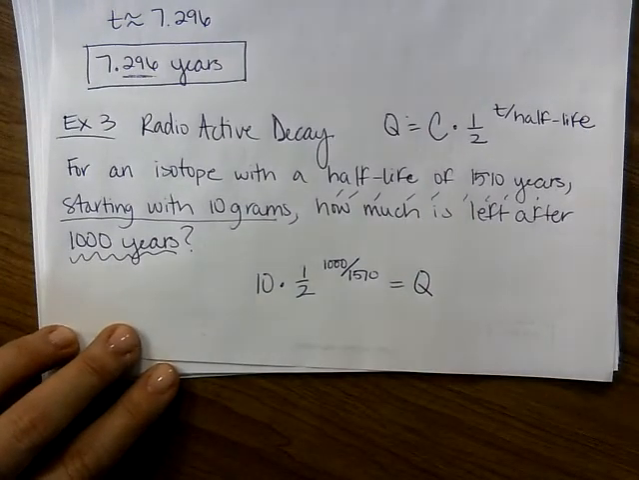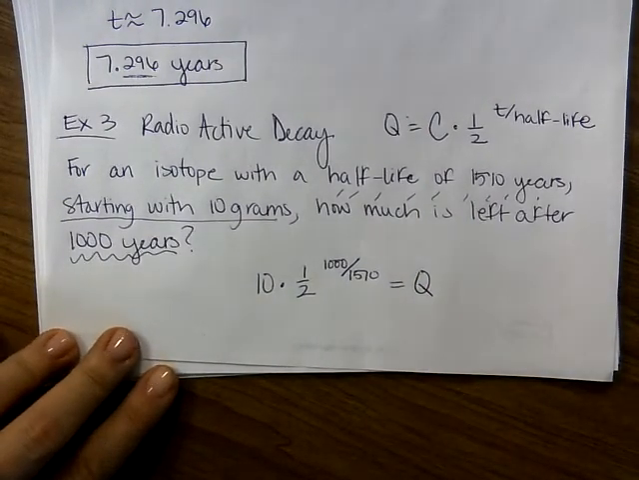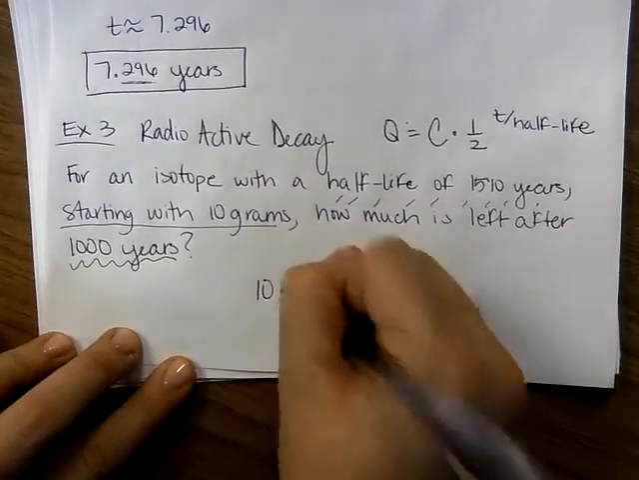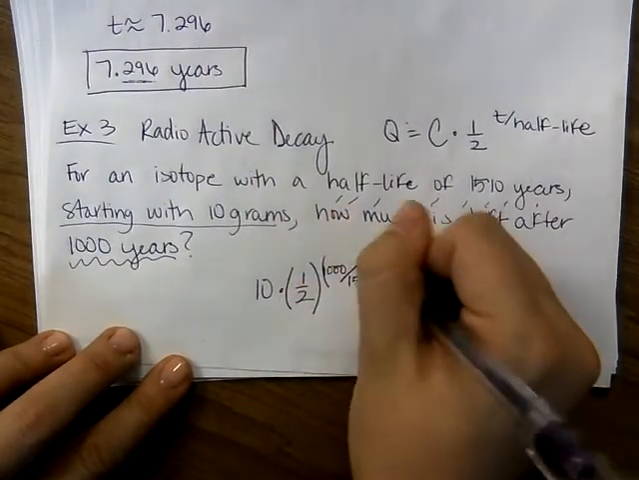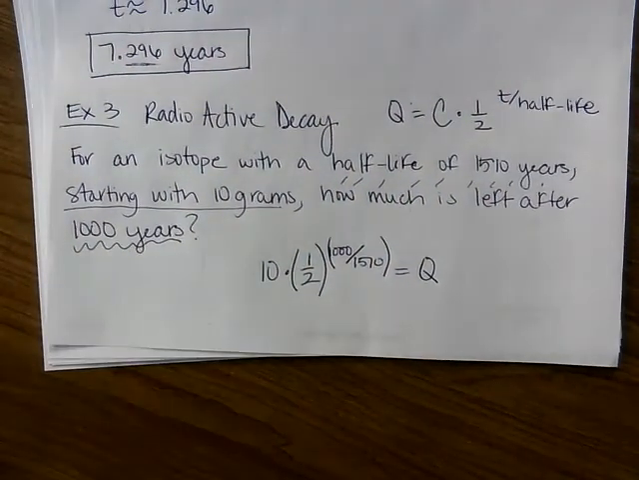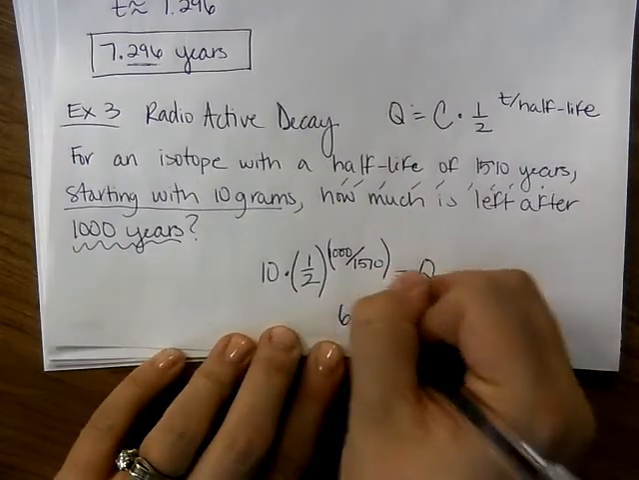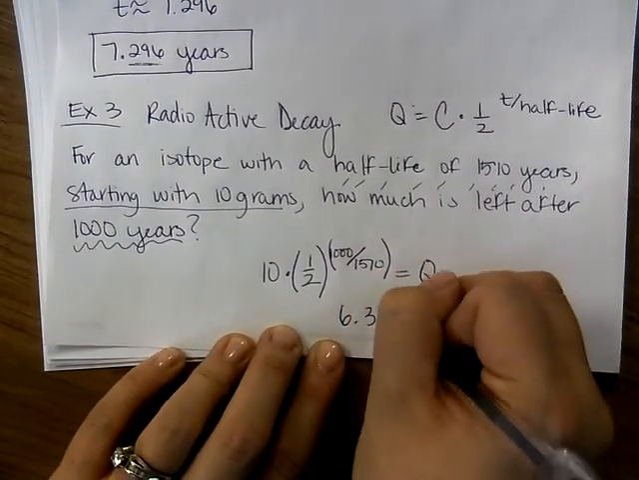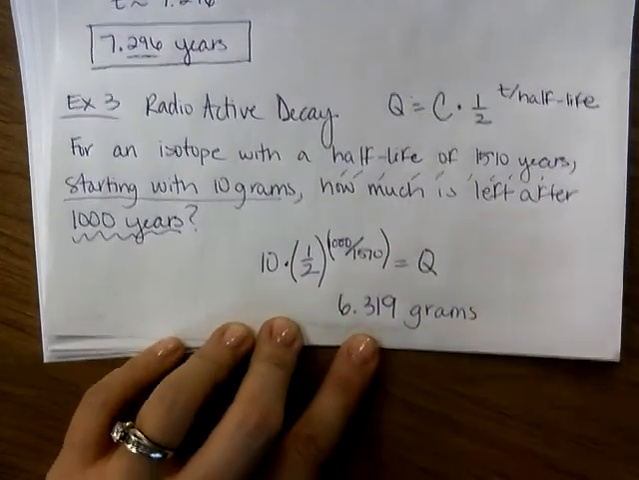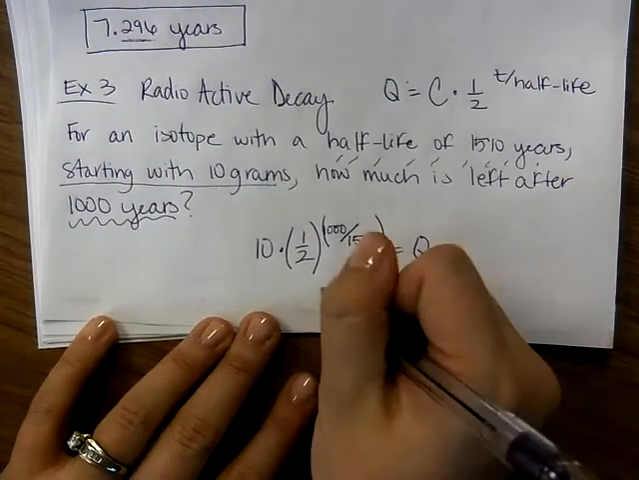So here I am again, right back to 3.1. All I do is plug it into the calculator. There's no solving to do. When you put this in, make sure you put parentheses around the 1/2 and also that exponent. You should get 6.319, and then that answer would be in terms of grams, because you're talking about how much material is left over.